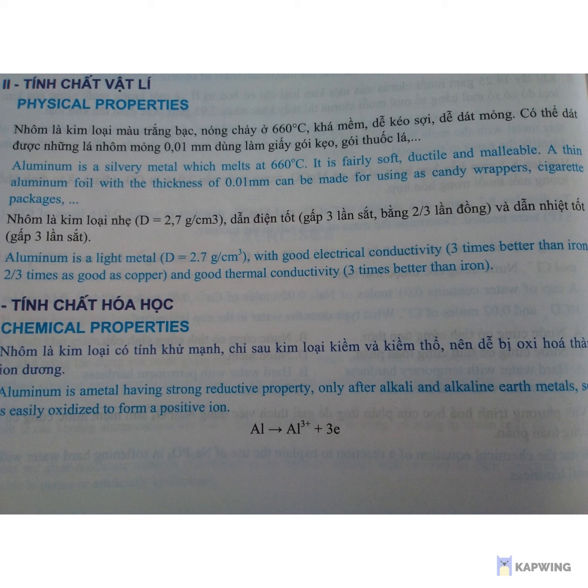Chemical properties. Aluminum is a metal having strong reductive property, only after alkali and alkaline earth metals, so it is easily oxidized to form a positive ion.